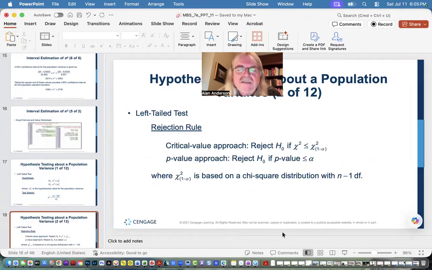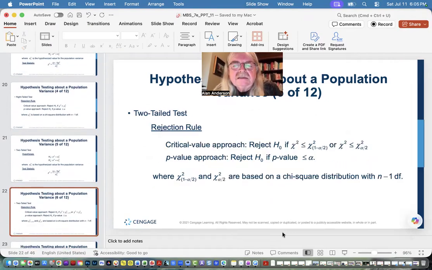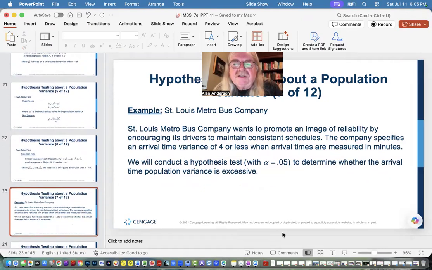Okay, so why don't we try one? St. Louis Bus Company. The St. Louis Bus Company wants to promote an image of reliability by encouraging its drivers to maintain consistent schedules. The company specifies an arrival time variance of 4 or less when the arrival times are measured in minutes. So we're going to find out if the actual variance is too high to be consistent with that rule.